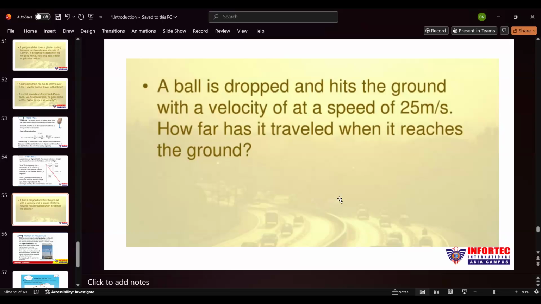It hits the ground with velocity 25, so the final velocity v is 25 m s^-1. And we know the acceleration due to gravity, acceleration a equals g, 9.80. Then we can use the equations. The question is asking for the distance: what is the total distance the ball traveled when it reached the ground? Okay, we will see.